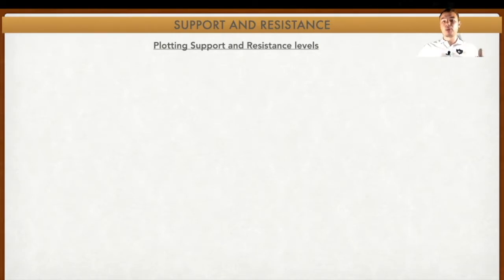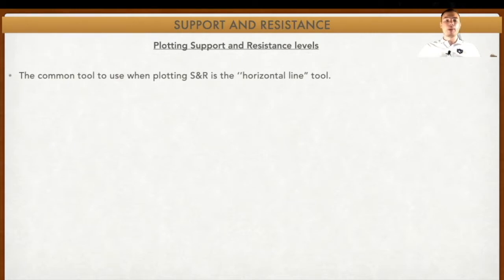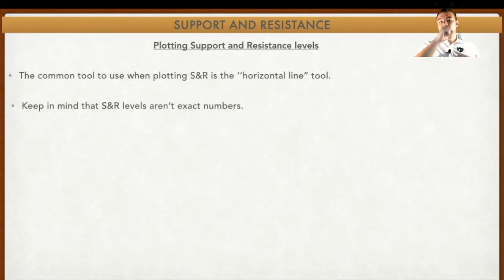Now, plotting support and resistance levels. A common tool to use is the normal horizontal line. Keep in mind that support and resistance levels aren't exact numbers. Remember, they're zones. So in this video, I'm going to share with you what support is and what resistance is.